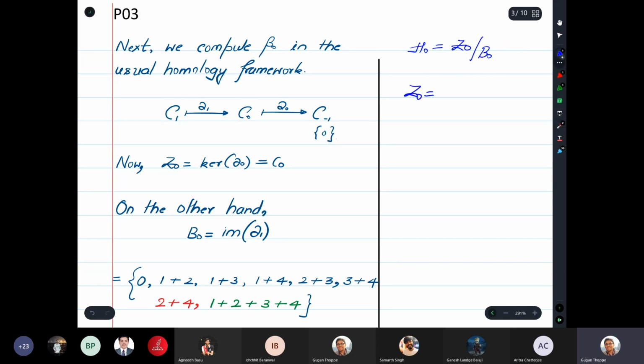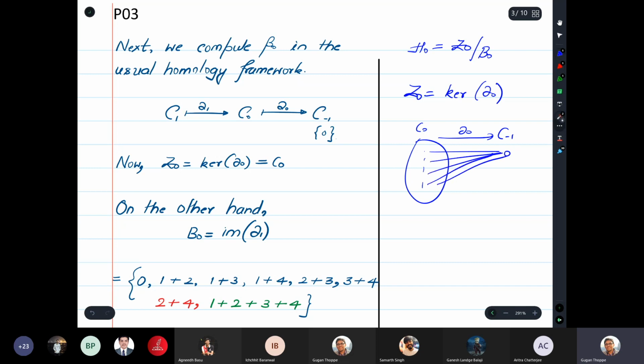So what is Z0? Z0 is the kernel of ∂0. Because we have set C minus 1 to be 0, every element in C0 will be mapped to 0. That's how this operator is defined. We have C0 with a bunch of elements, and C minus 1 only has 0. So every element in C0 will be mapped to 0, and because of this, Z0, the kernel of ∂0, will be the whole of C0. That is the first part.